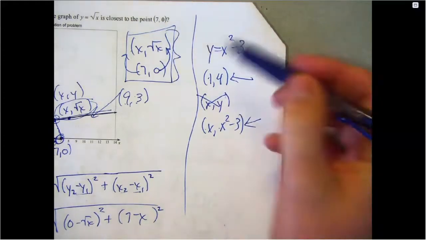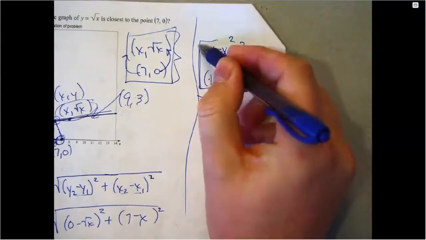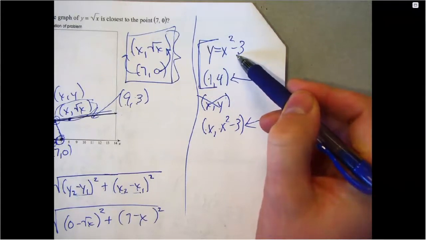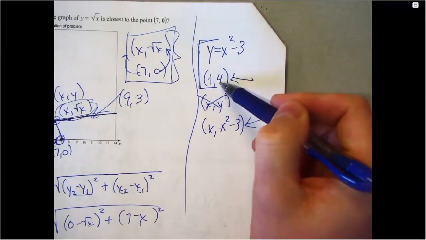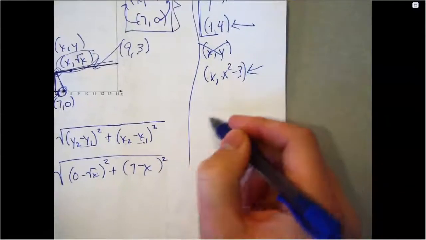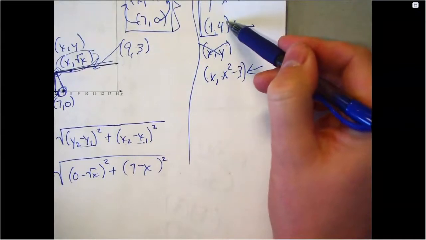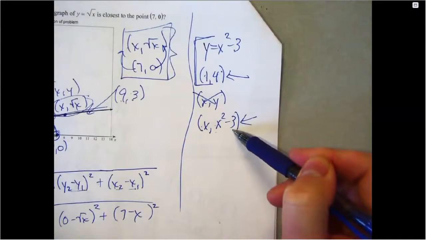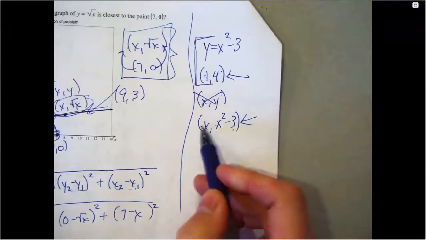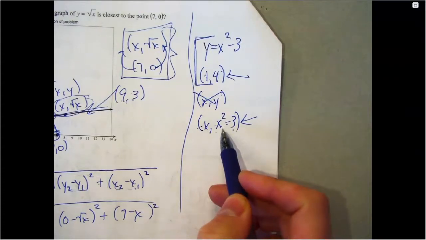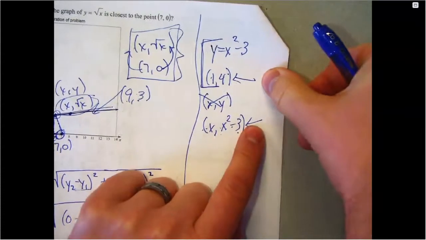So, if these were the 2 points, if I was trying to say on y equals x squared minus 3, find the point that is closest to 1 comma 4, then I would look at it like the 2 points were 1 comma 4 and x comma x squared minus 3. So this is like my x, y, but the y value is really x squared minus 3. And I would do my distance formula with these 2 points.